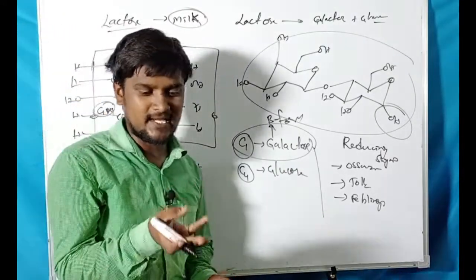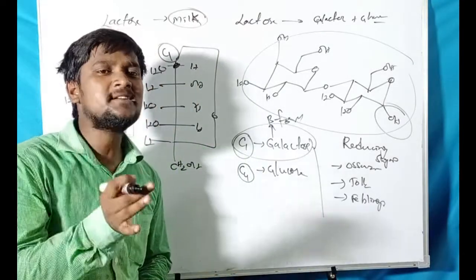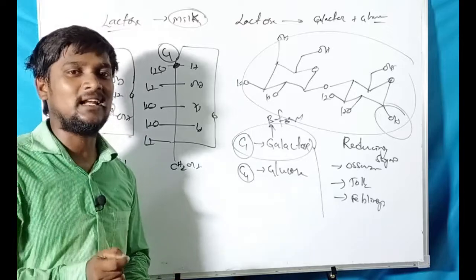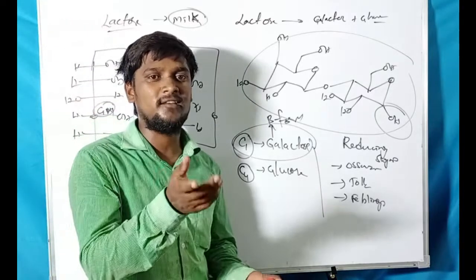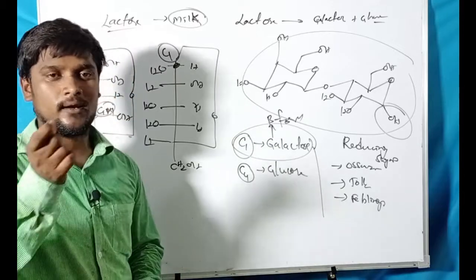I discussed in this video the disaccharides sucrose, maltose, and lactose, and their complete structures with a glycosidic linkage at C1 or C2 or C4. Again, it is classified as either a reducing sugar or a non-reducing sugar.